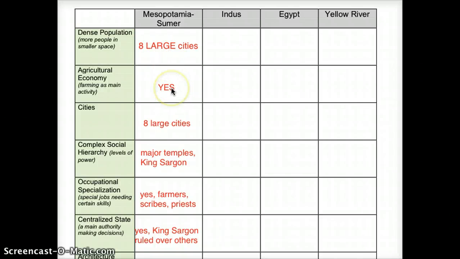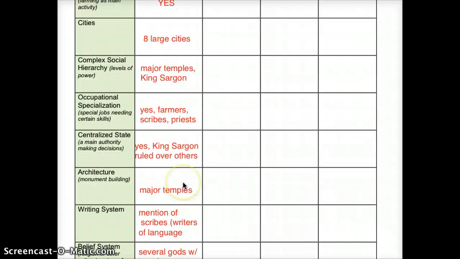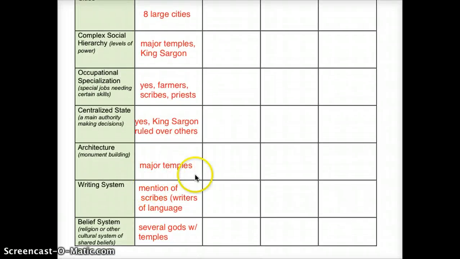Yes, they were agricultural. We know they all were. Cities, they had, again, 8 large ones. If they're mentioned in there, you could do that. Complex social hierarchy, levels of power. We had major temples, so that is some evidence that some were more important than others, and so on. Again, I'm out of time. I'll leave that on the screen there. You can certainly pause and go back, but you're going to go ahead and fill in the rest with your partners. Thanks.